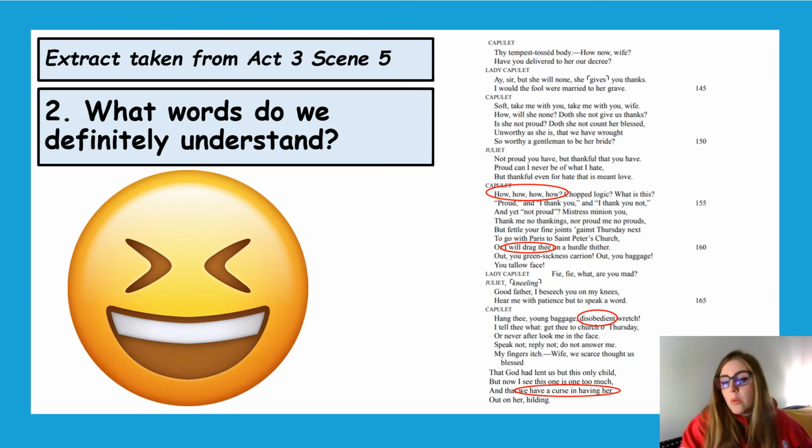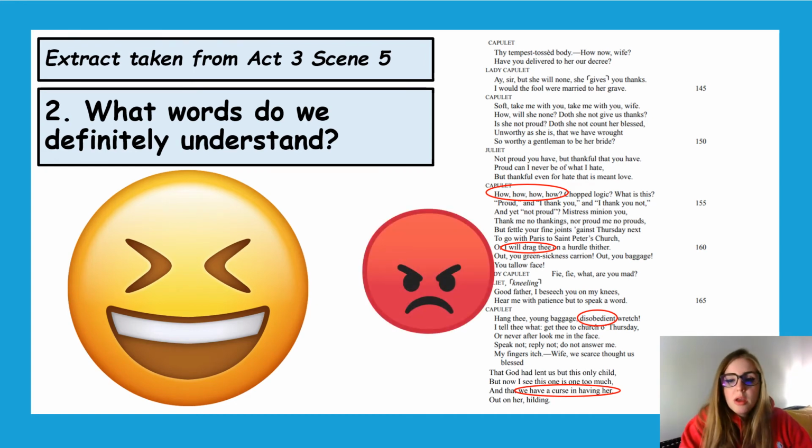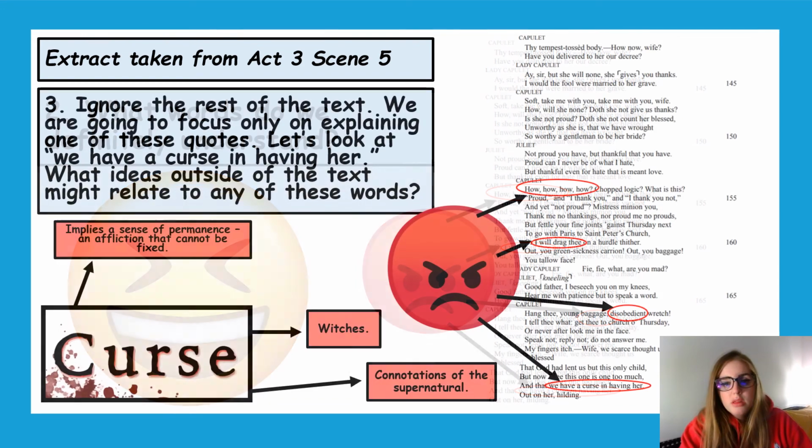I'm going to have a look at, we have a curse in having her. So these all really show that this word pattern here shows that he is extremely angry at Juliet. All the time I'm thinking, what are the emotions behind the words? How can I use these to help me answer the question?